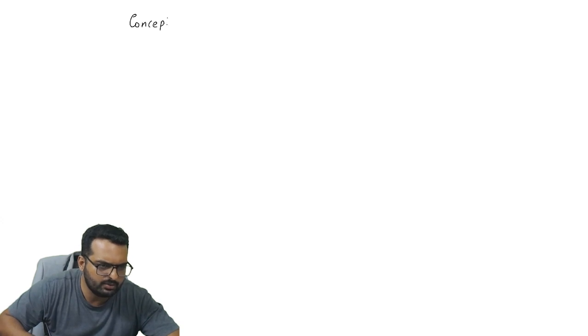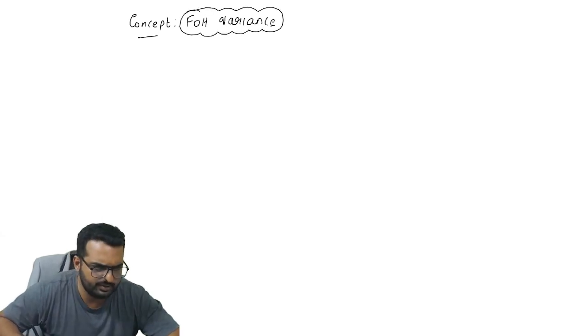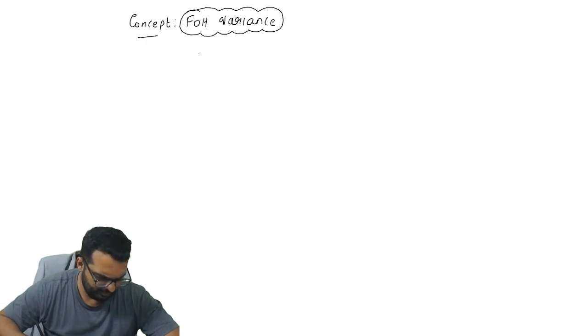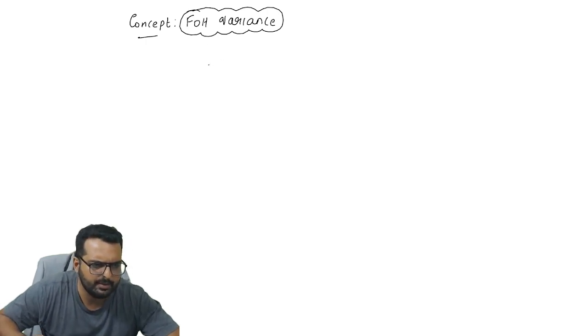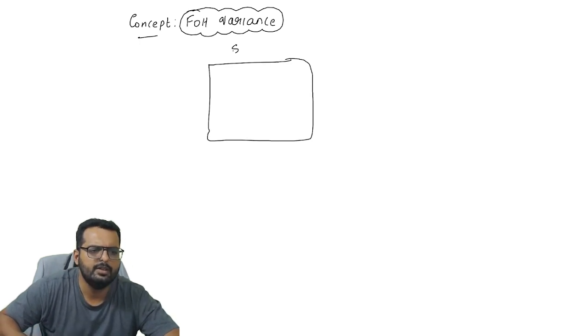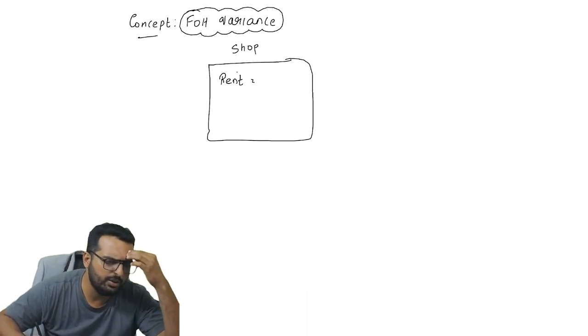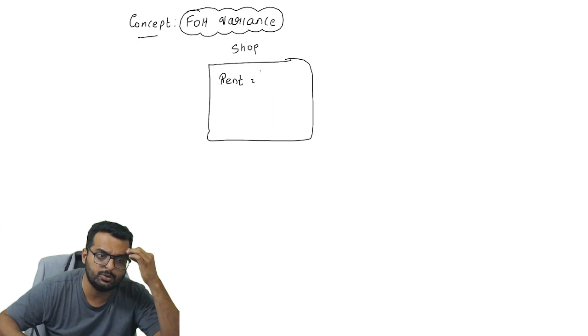Write down the next concept heading, friends. Fixed overhead variance. Now, this is crucial. All right, we will talk about Deepak. Now, friends, what is this? This is a shop. Okay. In this shop, I think I've given you the example already earlier. Do you remember this example for under absorption, over absorption?